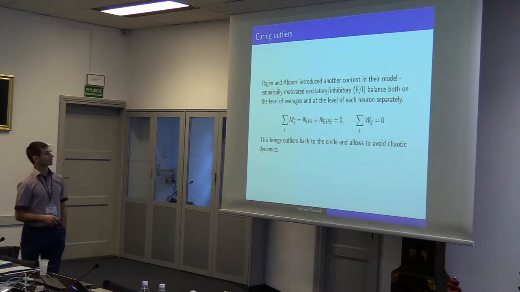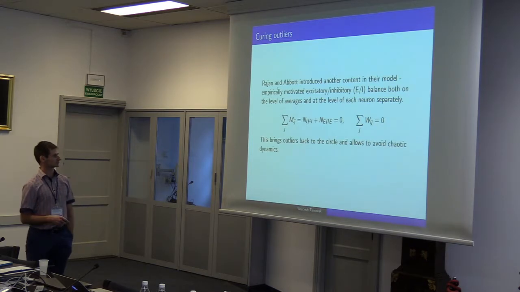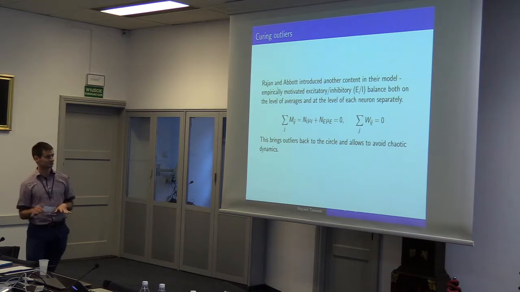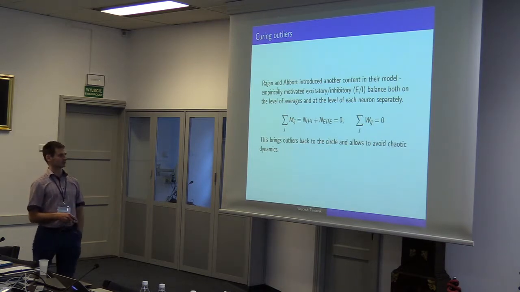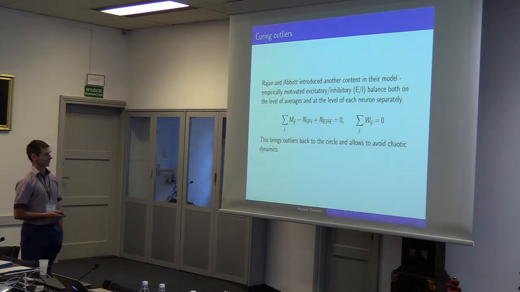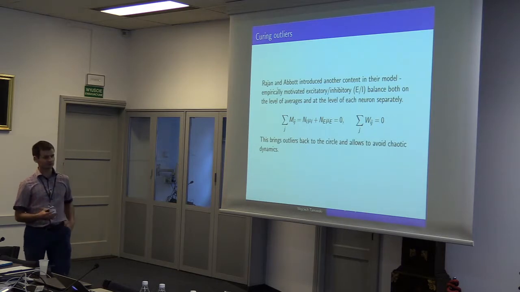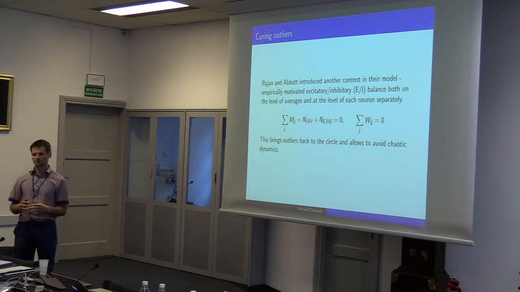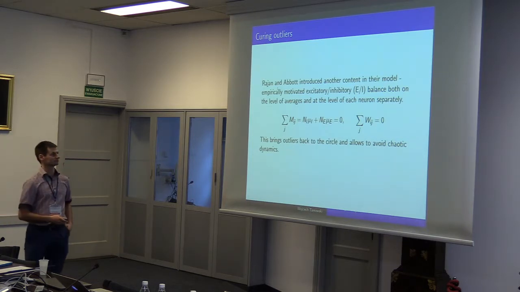So they imposed these conditions into this model, and in this sense it translates to the sum of elements within each row being 0, both on this matrix of mean activities of these constant connections, and also the fluctuations are somehow constrained. And it turns out that this condition brings these outliers back to this circle, and it cures the problem of chaotic dynamics.